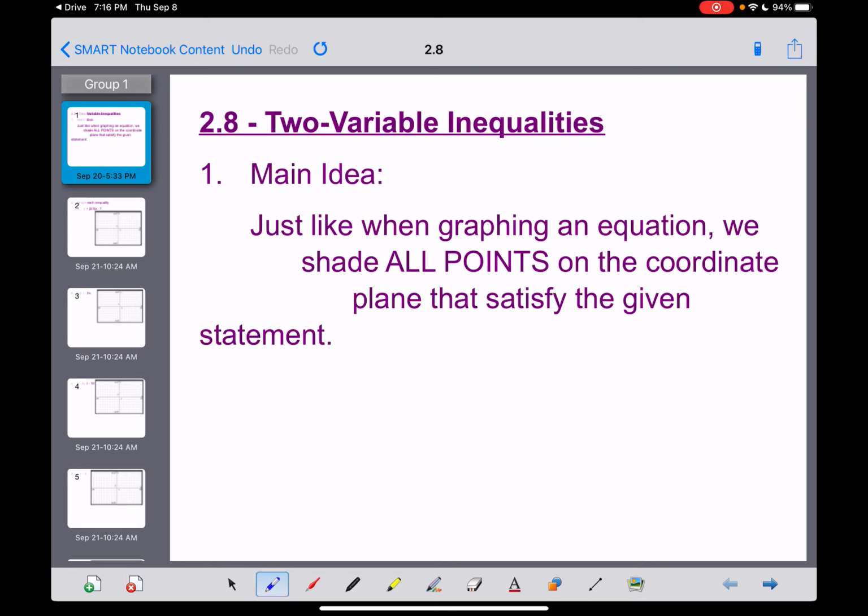Okay, Algebra 2, here we go into the last section of Chapter 2. 2.8 kind of fits with what we've been doing and also introduces something totally new but not super hard. Two variable inequalities now.